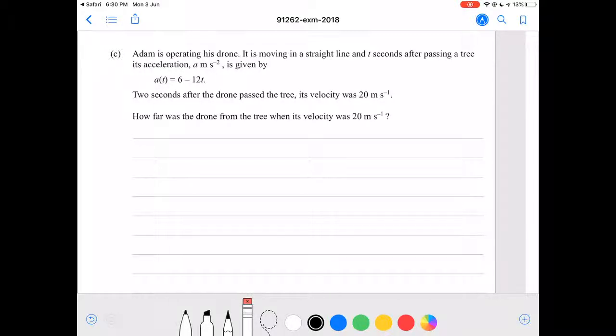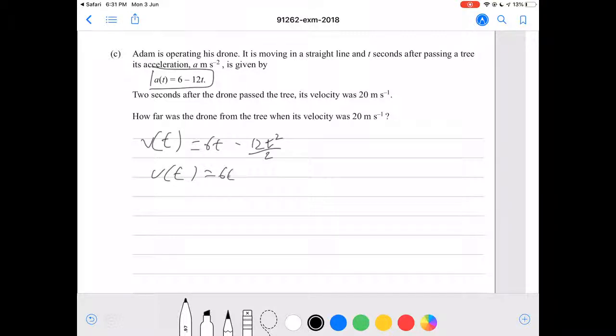So it's moving in a straight line, t seconds after passing the tree its acceleration is given by this, and 2 seconds after the drone passed the tree, its velocity was 20 meters per second. So now we're going to integrate to find v of t. Integrating this, v of t equals 6t minus 12t squared divided by 2. You increase the power by 1, and then you divide by the power, so v of t equals 6t minus 6t squared.